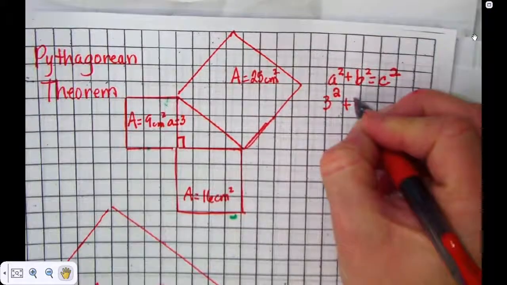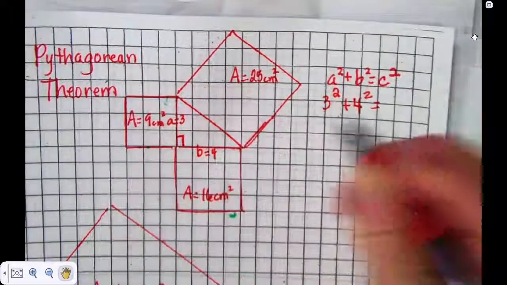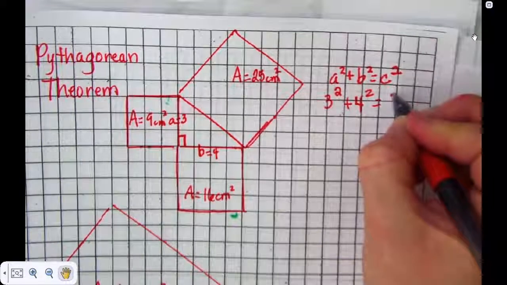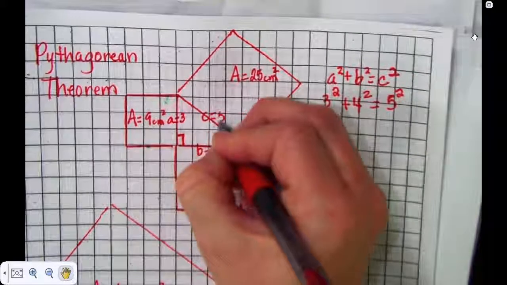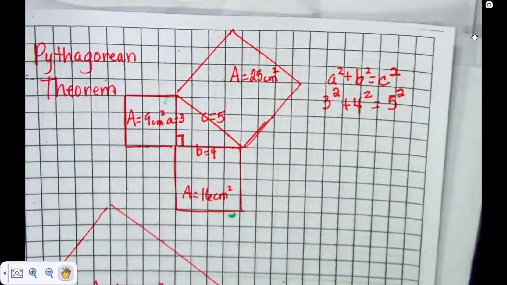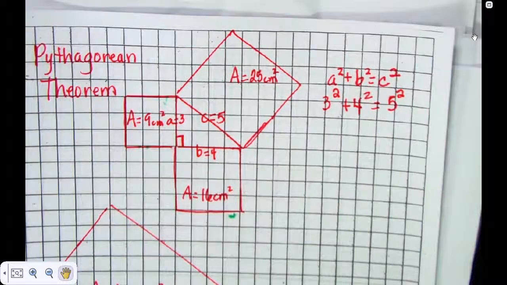What do you think B is going to be? 4. So come put B is 4. Then what do you think C is going to be? Well, 5, huh? Just 5. So C is 5. So what do the A, B, and C tell us? The original area of it? Well, the original area, there's only one area, which is 9.